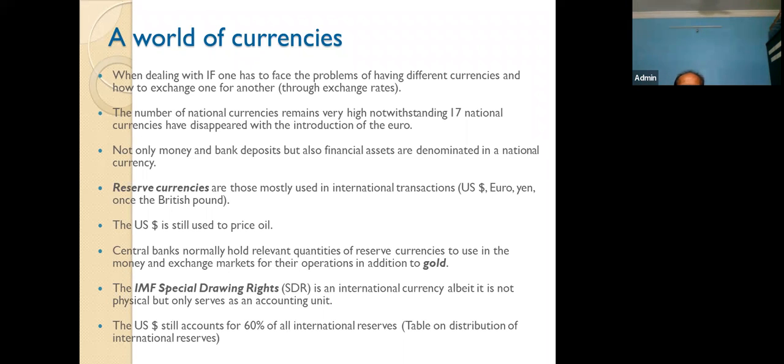Now, when dealing with international finance, one has to face the problem of having different currencies and how to exchange one for another through exchange rates. Since you are students of financial management specialization, if you work in a firm that has international finance, you will face this kind of challenge. There will be different currencies, and how to exchange from one to another through the exchange rate is one of the challenges for you.